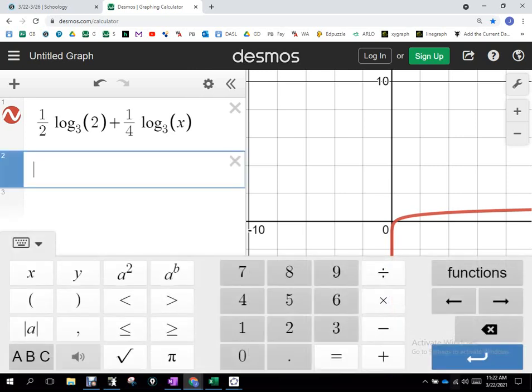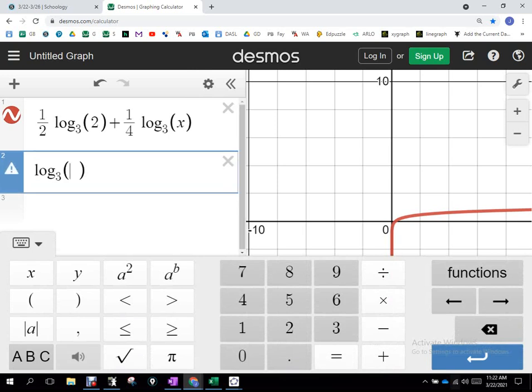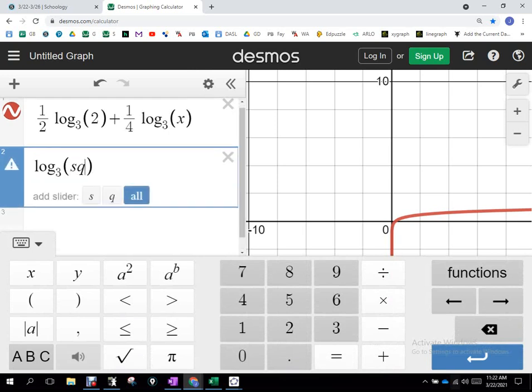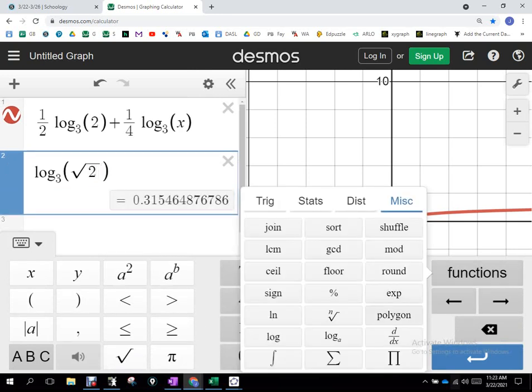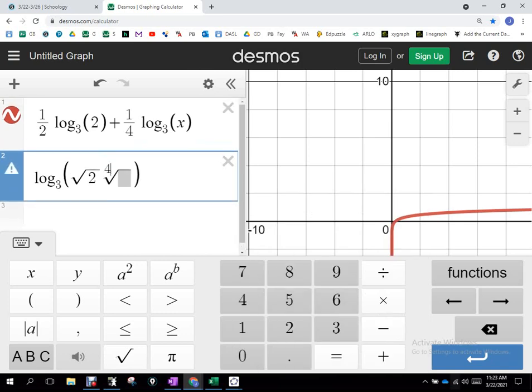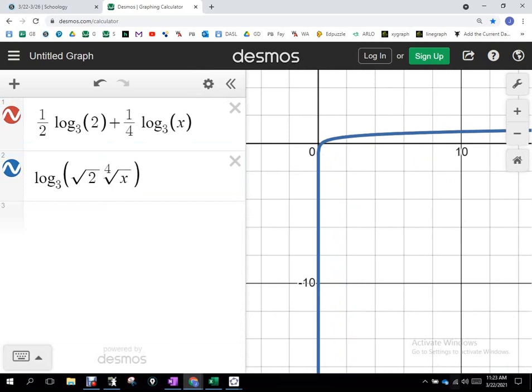If I want to go log base 3, we said it should be the square root of 2, okay, and then the 4th root of X. And the reason it's okay to graph is because it only used the variable X. And when it graphs them on top of each other, right? So does that tell you that they're right?